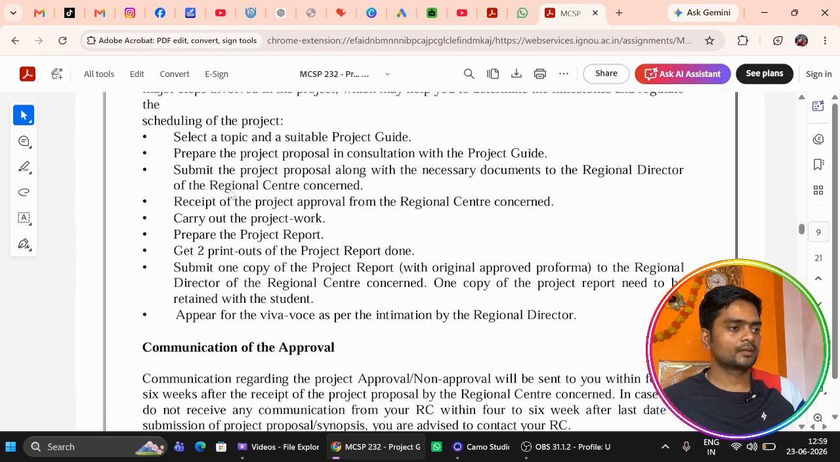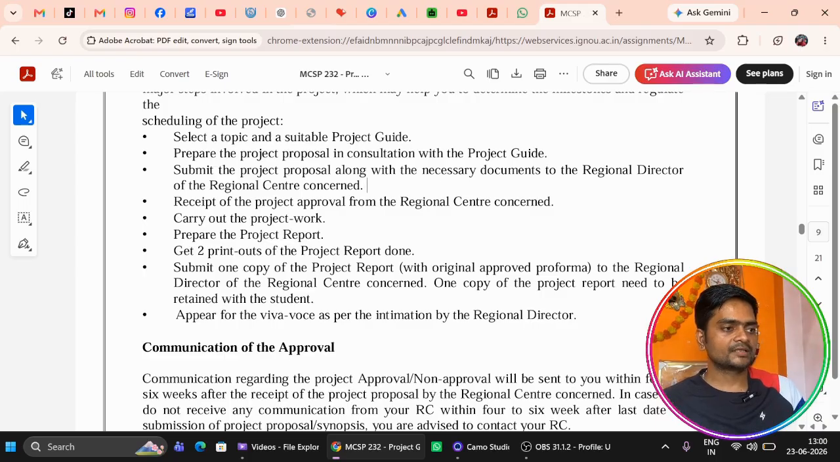Now come to another point. Prepare the project proposal in consultation with the project guide. Already told you. Third is submit the project proposal, also with the necessary documents, to the regional director of the regional center concerned. So basically you have to attach the biodata of the guide and the project proposal pro forma. These are the documents that you have to attach. Your ID cards photocopy you have to attach with the proposal.